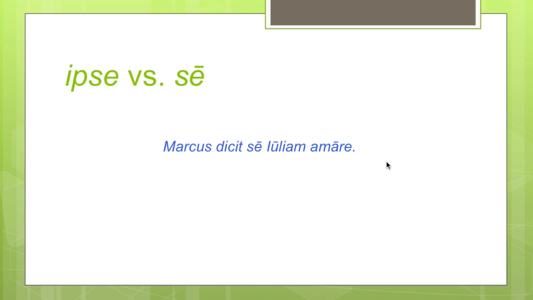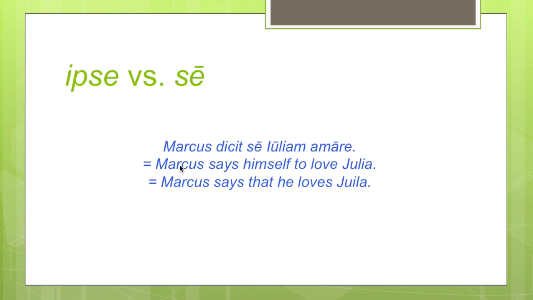So let's take a look at one common problem in Latin. Let's look at this. Marcus dicit se Juliam amare. This means Marcus says himself to love Julia, right? Marcus says himself to love Julia. This is a reflexive. It's an indirect reflexive in indirect statement referring back to Marcus. And this essentially means Marcus says that he loves Julia.